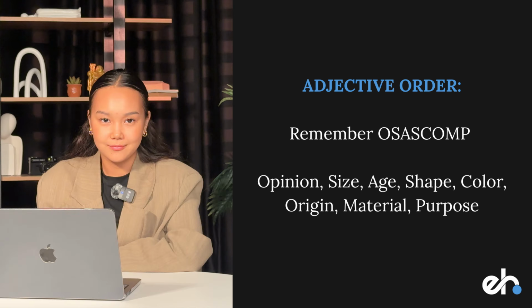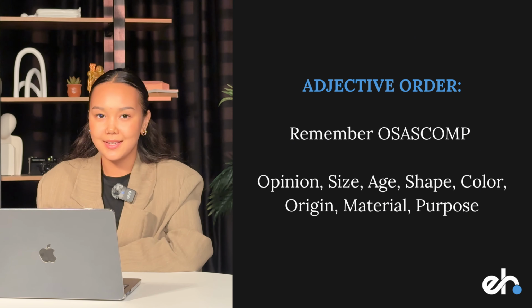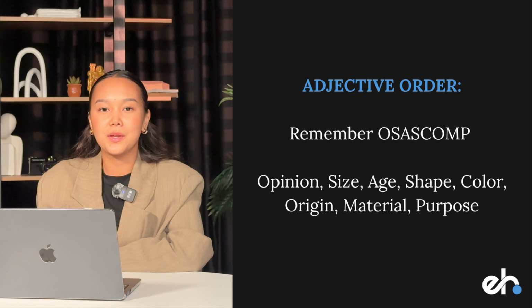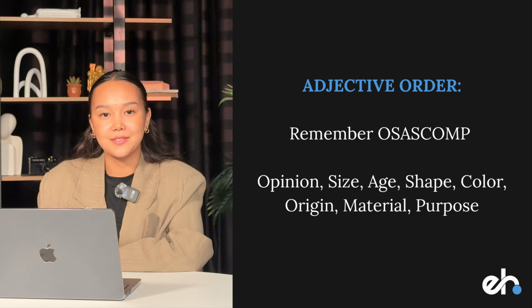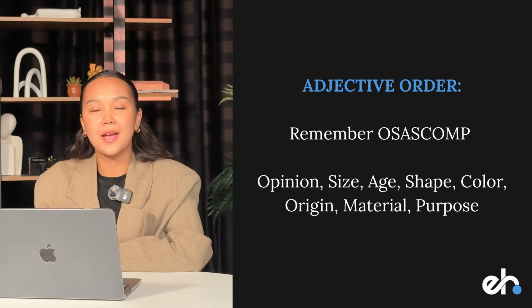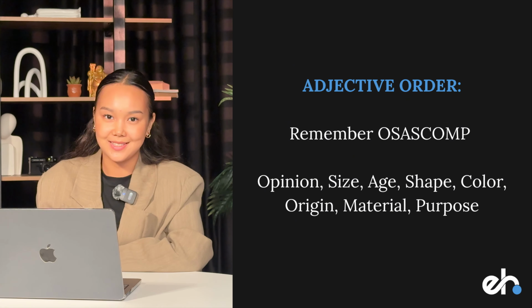Adjective order, just remember OSASCOMP: opinion, size, age, shape, color, origin, material, purpose. Don't worry about memorizing everything perfectly. With practice, all these adjectives and their order will become more natural. Read English texts, pay attention to how adjectives are used, and slowly your brain will internalize this process.